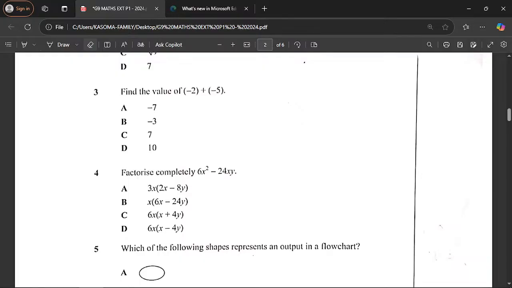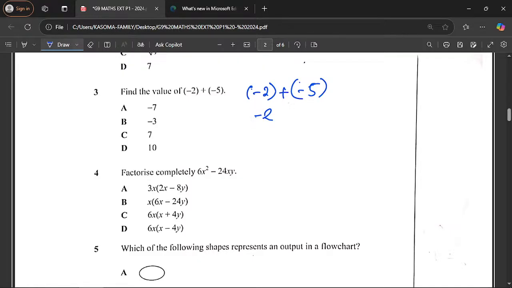Now let's solve together. Find the value of -2 plus negative 5. So how do we solve this one? First of all, we are going to open a bracket like this. Then we say negative 2, then plus negative 5. Then the next step is we deal with the brackets. We remove the brackets. So we say negative 2. Then we multiply the positive sign, which is in the middle, times negative 5, which will give us negative 5.